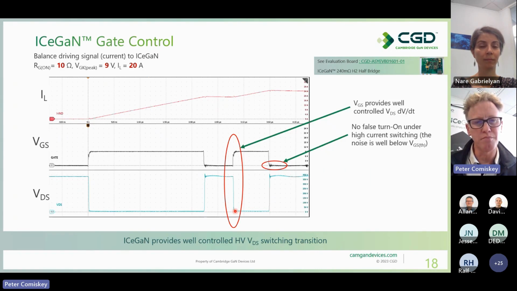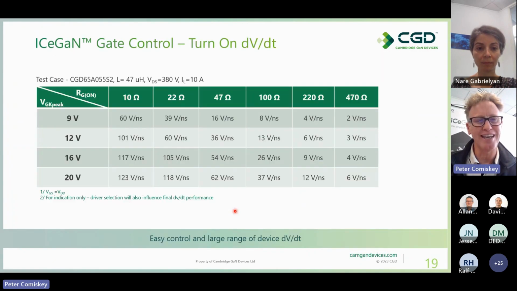Here, we're just going to go forward one again. Here we're just showing how that can vary across different configurations. So of course this is going to vary for your application. It's for indication only. I think one big factor is going to be the choice of driver, but it's really to illustrate the point that you can see very large variation between a low of 2 volts a nanosecond way up to 123 volts a nanosecond.